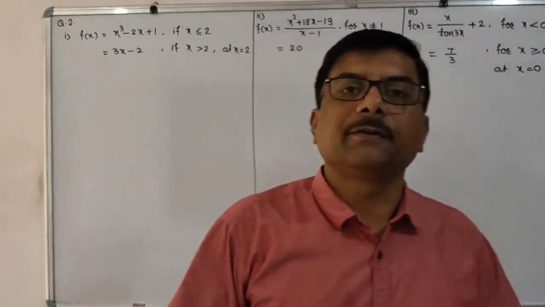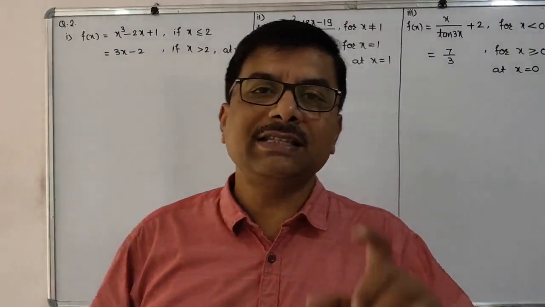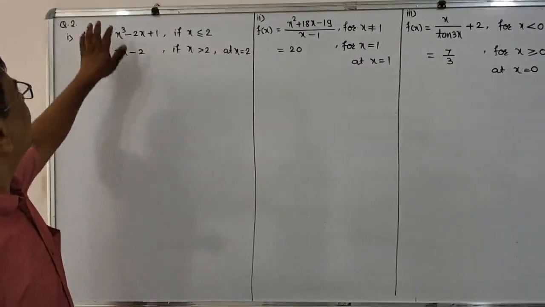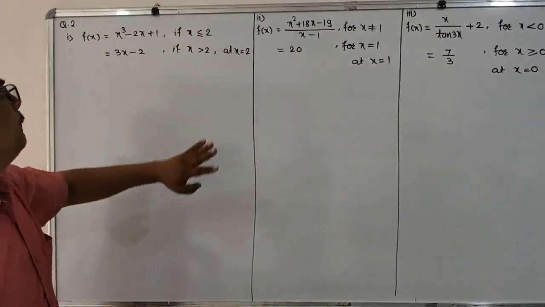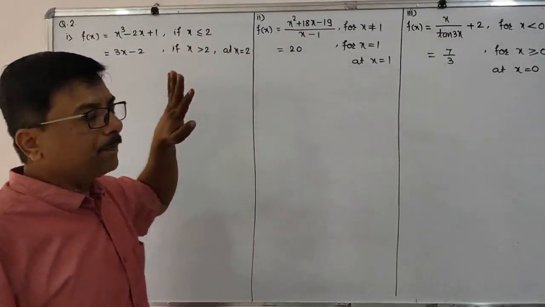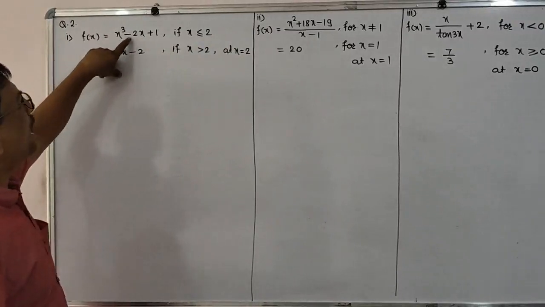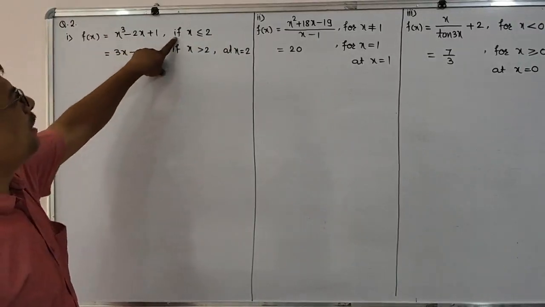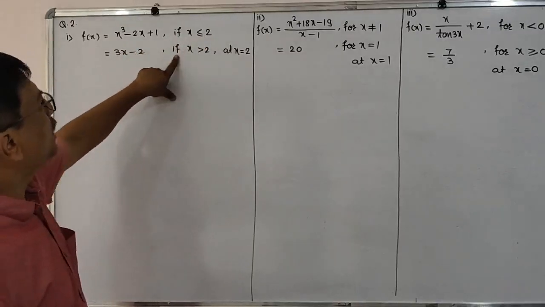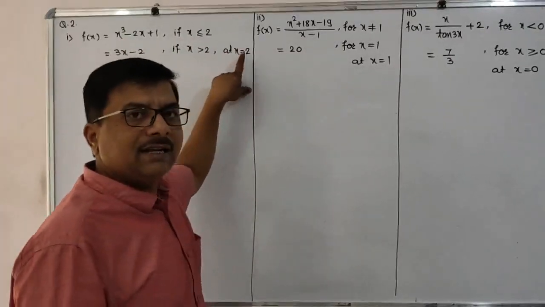Okay students, now question number 2. You can read the instruction from the question. The instruction is: examine the continuity of the following functions at the point indicated against the function. First question is f of x is equal to x cube minus 2x plus 1 if x is less than or equal to 2, 3x minus 2 if x is greater than 2, and we have to discuss the continuity at x is equal to 2.